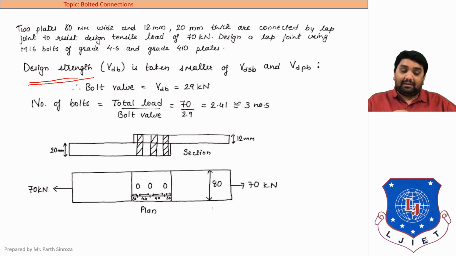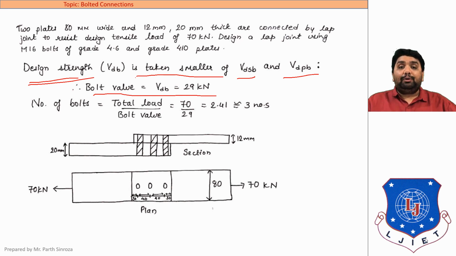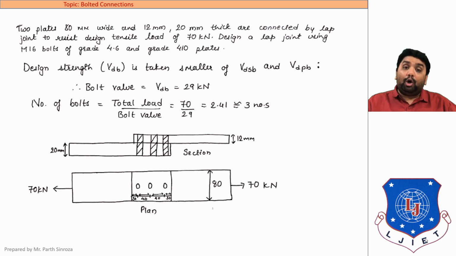So the final design strength, or you can say VDB, is always taken as the smaller of VDSB and VDPB. It is termed as bolt value or strength of bolt. Keep in mind, if the question asks to find bolt value or strength of bolt, then our answer is completed at this point. But if it asks to design a lap joint, then we need to identify the number of bolts. These are the two types of questions that have been asked in your GDU examination.